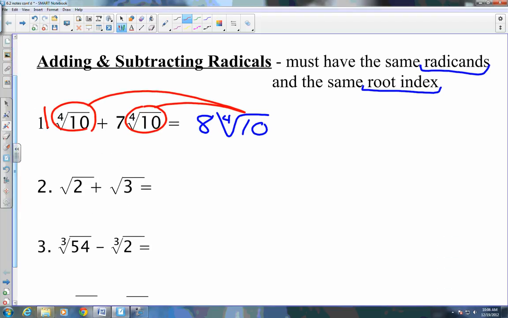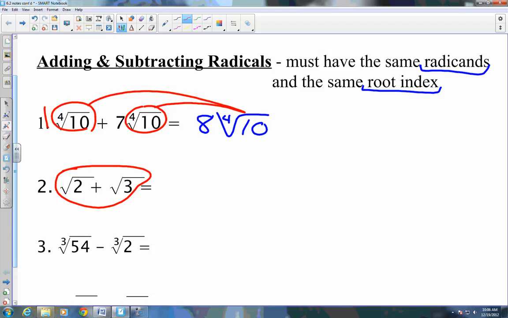Now if you look at the next one, I have the square root of 2 plus the square root of 3. I add those together. I don't have the same radicand, so I can't simplify that anymore. That is your answer. You can't simplify that further. They have the same root index, which is the square root, but they have a different radicand, so you can't simplify it anymore.